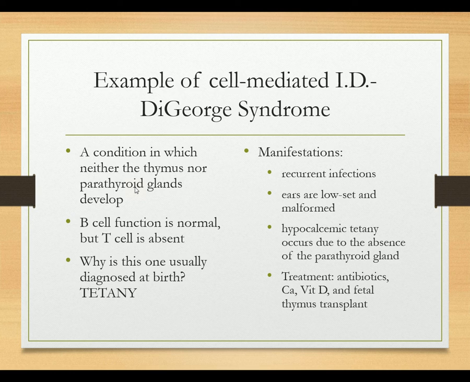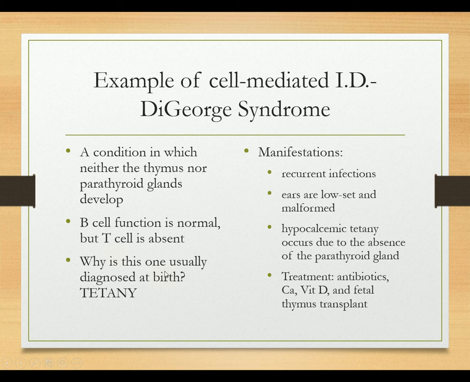The parathyroids themselves are the ones that are responsible for calcium and making sure that your calcium stays within normal limits. B cell function is normal, but T cell is absent. Okay. Now, and again, the B cell may be slightly affected, but not much. But your T cell is just not going to be happening because there is no thymus.